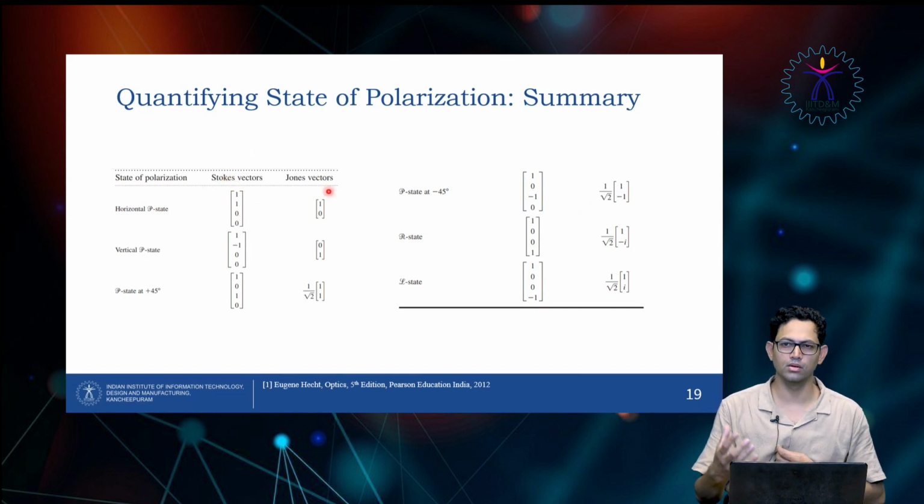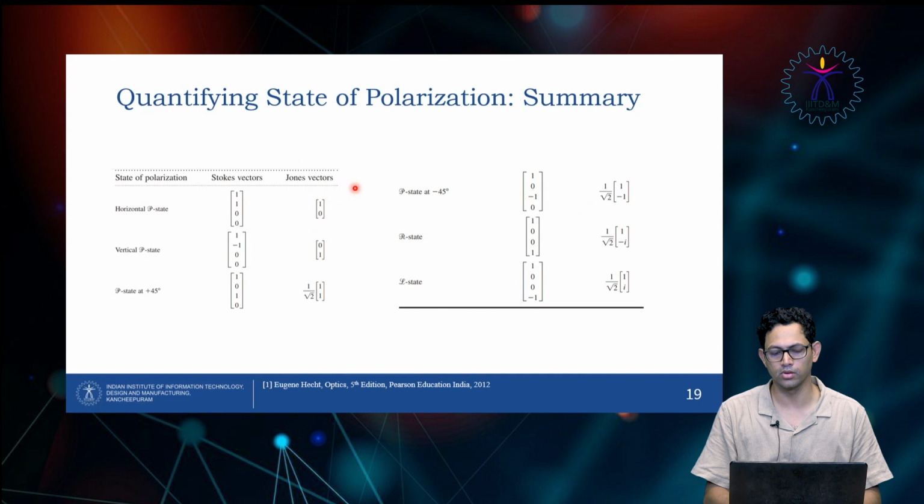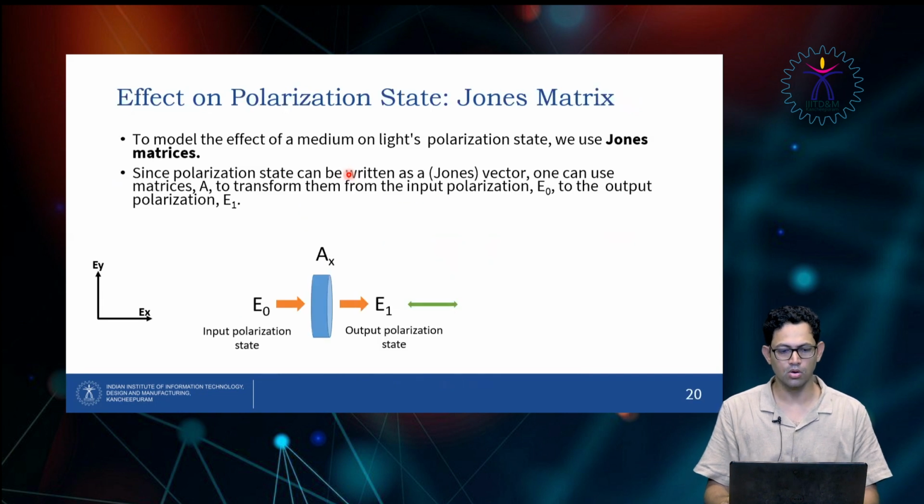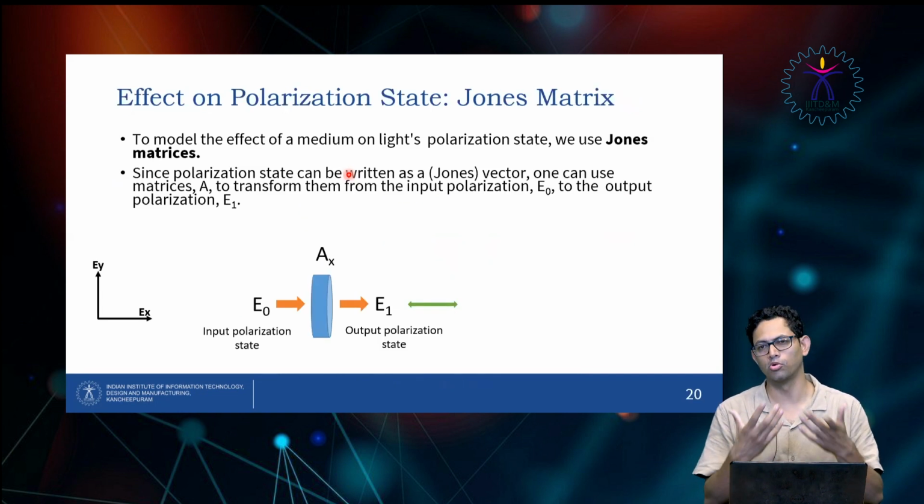However, Jones vector also has a kind of limitation, that is with Jones vector you cannot define something which is unpolarized. Okay, so in the case of Stokes vector you can still define something which is kind of unpolarized light source, but in Jones vector we have to assume a particular direction of polarization. So that is a limitation of the Jones vector that you observe while you actually work with the actual optical systems. Okay, so now let us talk about effect on polarization.